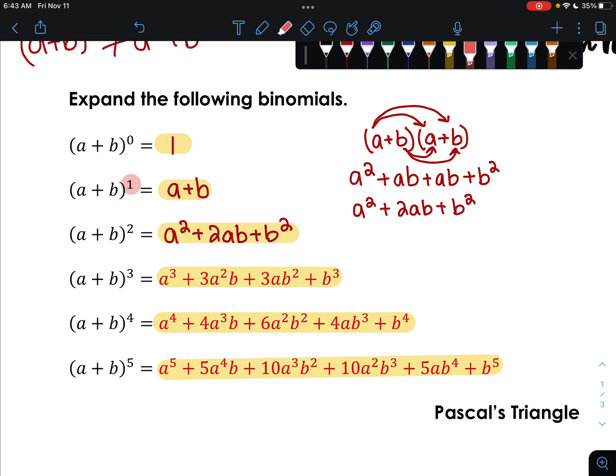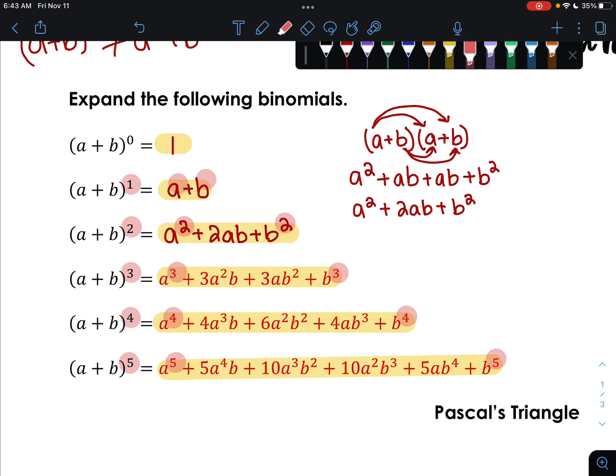Okay, so some things that I would like you to notice is that when it's to the first power, my outside two things have an exponent of 1. When it's to the second power, my outside two variables have an exponent of 2. When it's a power of 3, my outside exponents, excuse me, have a power of 3. And when it's a 4, my outside has a 4. And when it's a 5, my outsides have a 5.